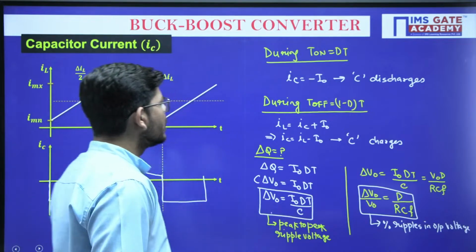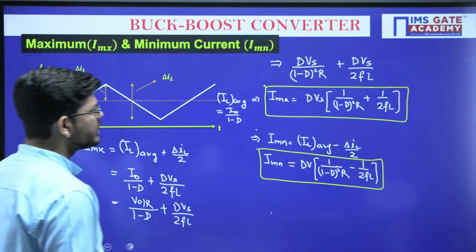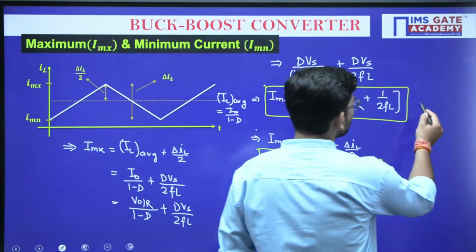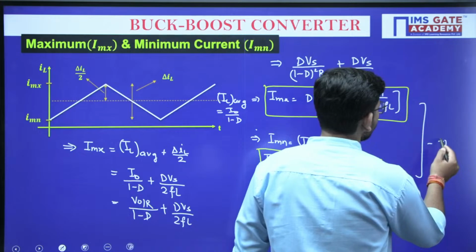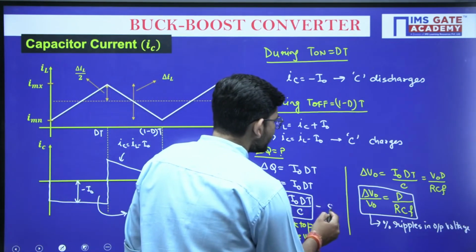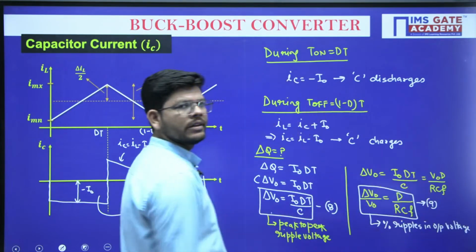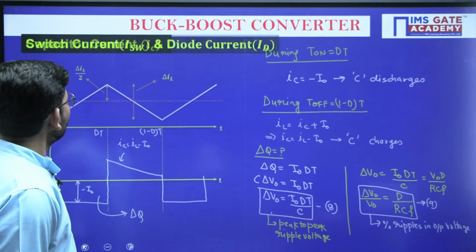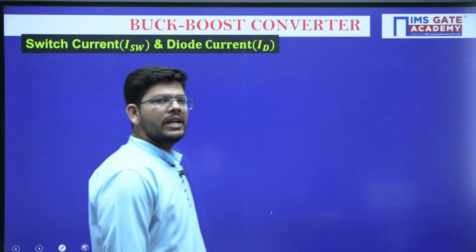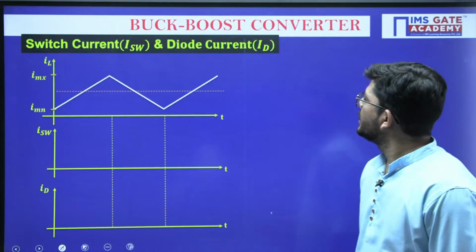Now which equation number will this be? Earlier we had equation number 6. Let me call these both equation number 7, then this equation that we have will be equation number 8, and let me call this equation number 9. After the capacitor current, let us calculate the switch current and the diode current.